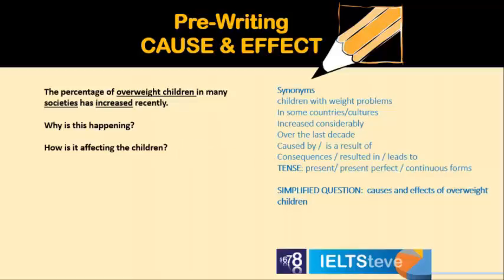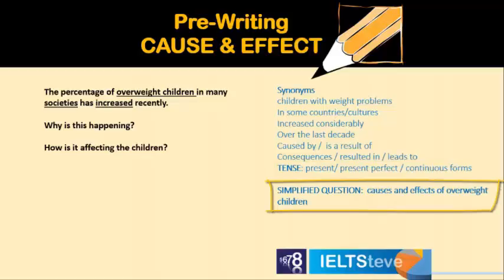Also considering grammar, so we want to think about the tense. We could be using any of the present tenses, present, present perfect, present continuous, present perfect continuous. We could use the passive voice sometimes as well. Always remember to simplify the question, so they've written it here. Basically, it's the cause and effect of overweight children.